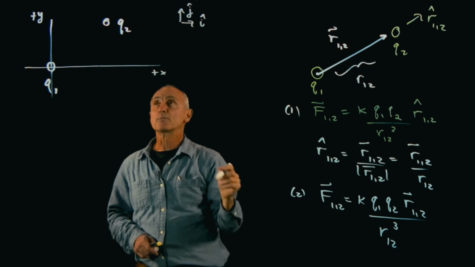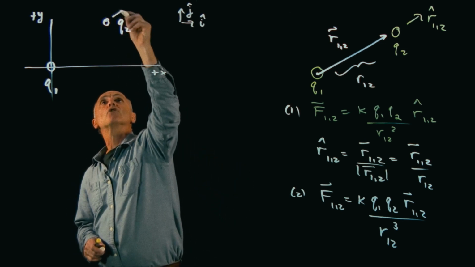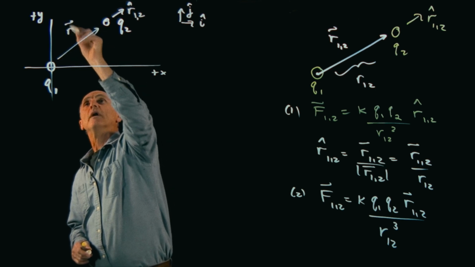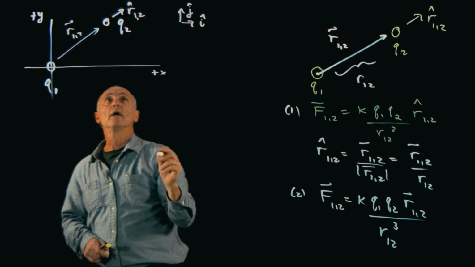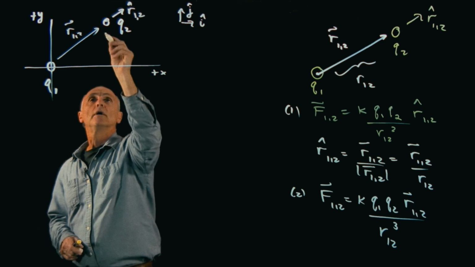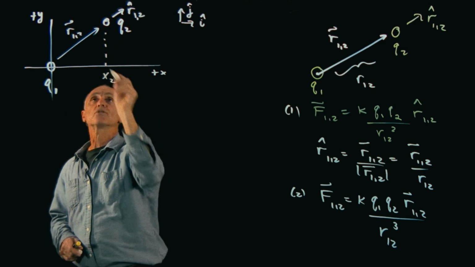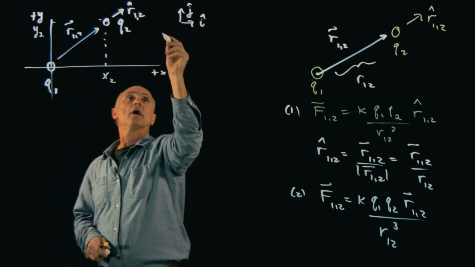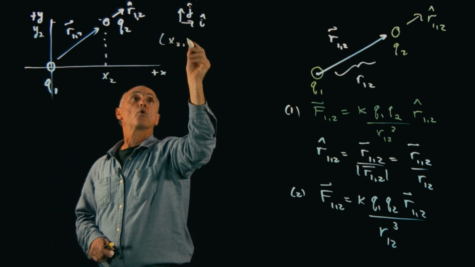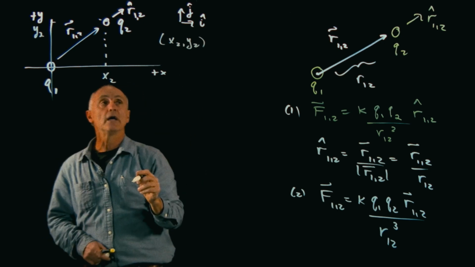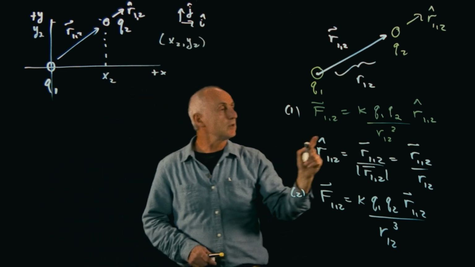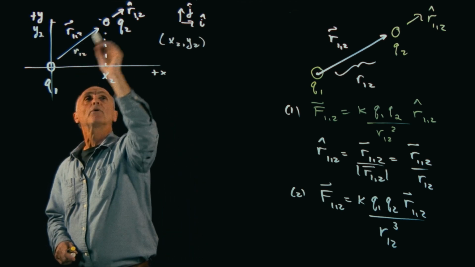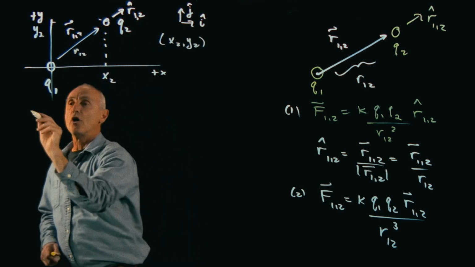And what we'd like to do is express this force in terms of our coordinate system. We have these 2 vectors, r1, 2, and r hat 1, 2. Now, if this is the position x2, and over there is y2, our charge 2 has coordinates x2 and y2. And now we can easily express both the distance using the Pythagorean theorem and this vector r12.